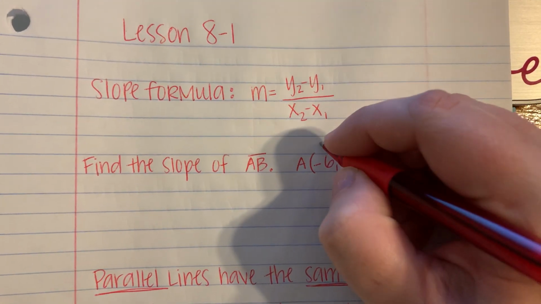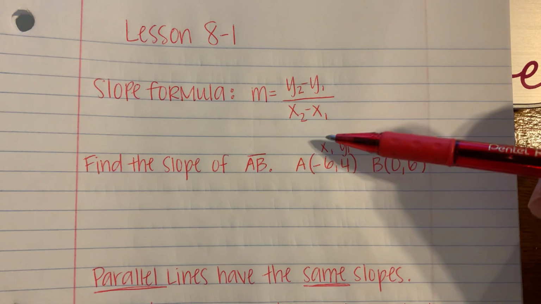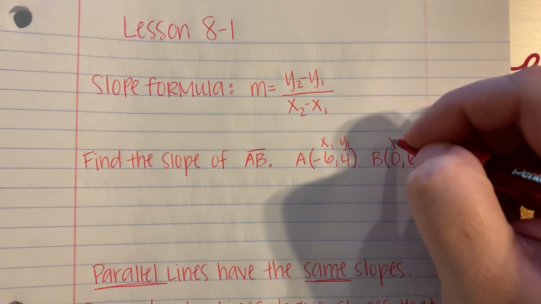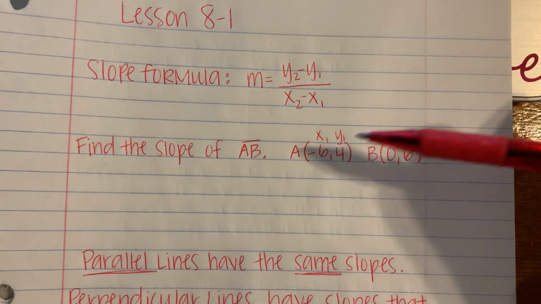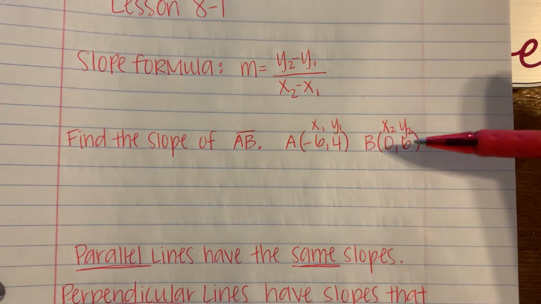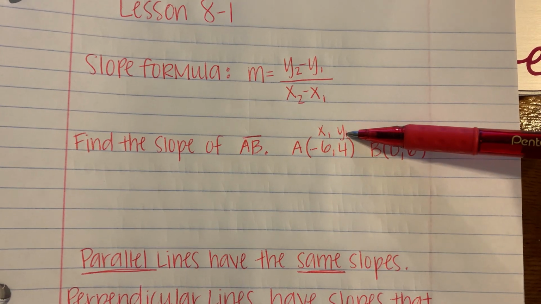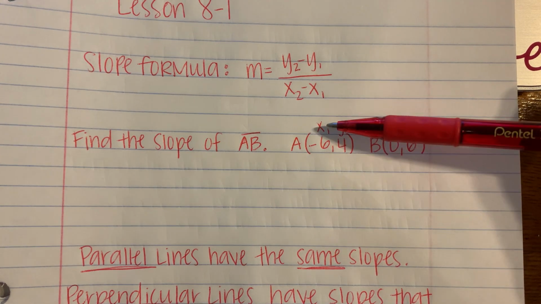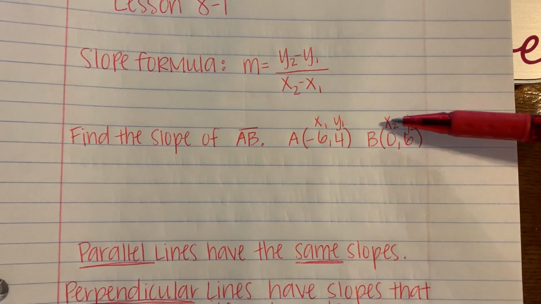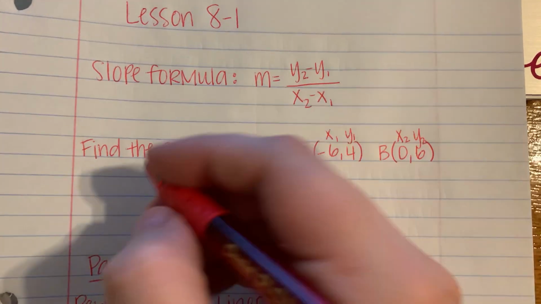But remember that each coordinate point has an X and a Y, so you're labeling them X1, Y1, and X2, Y2. Okay, don't label them X1, X2, and Y1, Y2. Every single coordinate point has an X and a Y. And again, it doesn't matter what order these numbers are in. If I had made this X2, Y2, and this X1, Y1, that's fine too. Okay, so the slope.